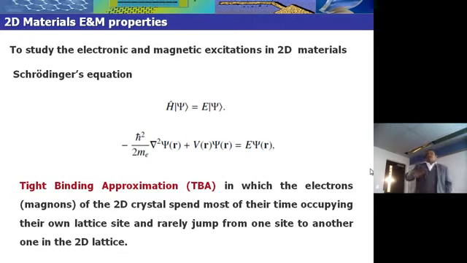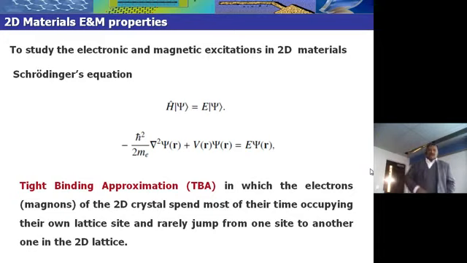To study the electronic and magnetic properties of two-dimensional material, as we know from physics, we have to solve the Schrödinger equation for the two-dimensional material. But the two-dimensional Schrödinger equation has exact solutions for only a few systems, and most of the time we use approximation. In this research, we use the tight binding approximation for electronic properties, in which the electron, and the magnon in the case of the same approximation, spends most of the time occupying its own lattice site and rarely jumps from one site to another in the two-dimensional lattice.